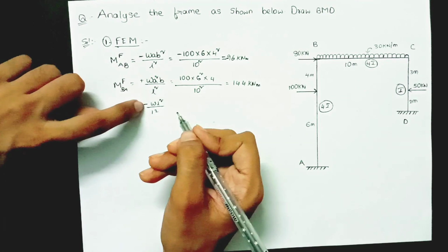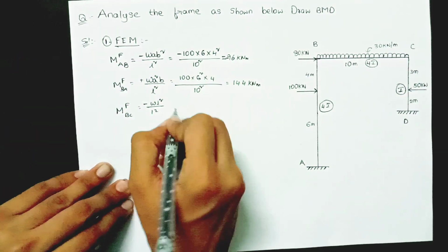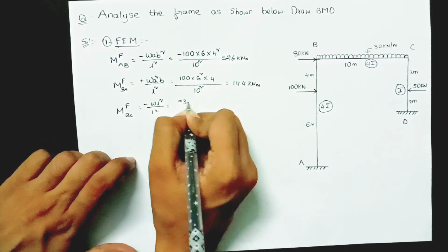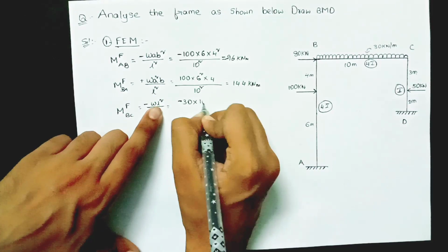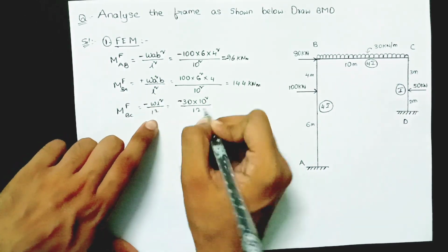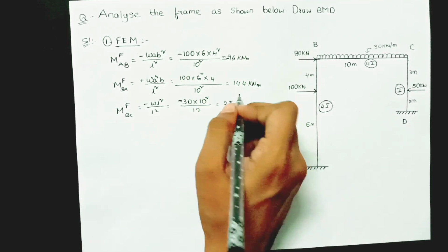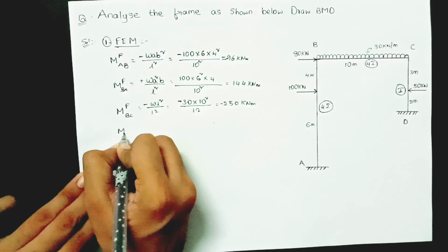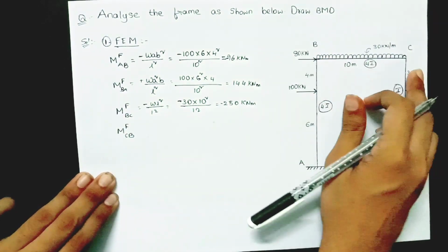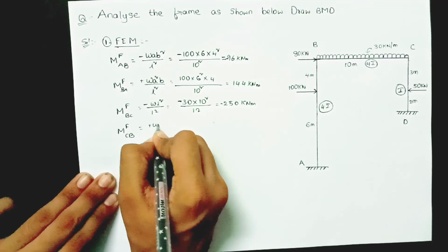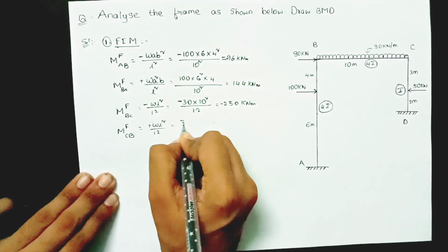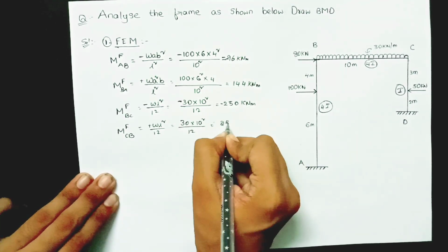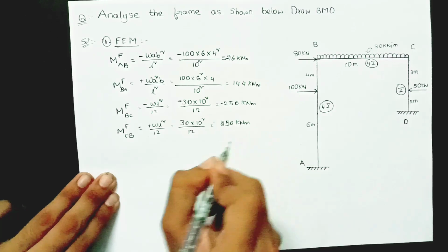So minus, plus alternately we have to write. The load intensity is 30 kilonewton per meter, so minus 30 into length, which is 10 meters, L square by 12. The value is minus 250 kilonewton meter. The next one is MFCB. Now BC is completed, now CB. It is plus WL square by 12, the same value in positive magnitude. It is obtained as the same 250 kilonewton meter. So this is negative and this is positive.